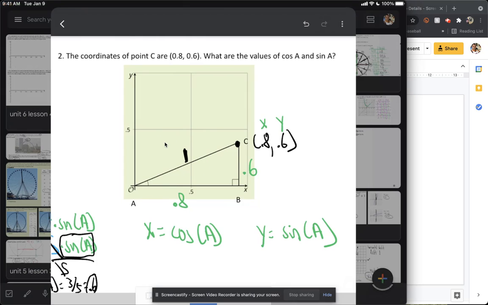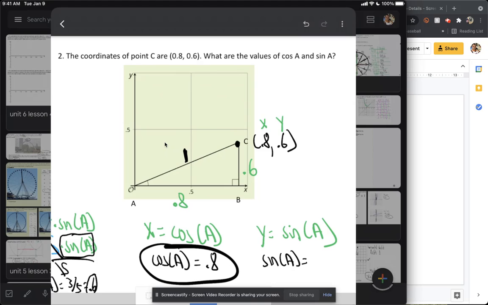So in this case, x is going to be 0.8. So cosine of a is going to be the x value, which is 0.8. And sine of a is going to be the y value, which in this case is 0.6.